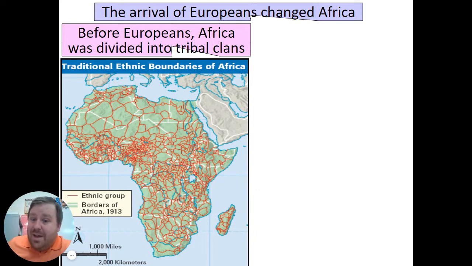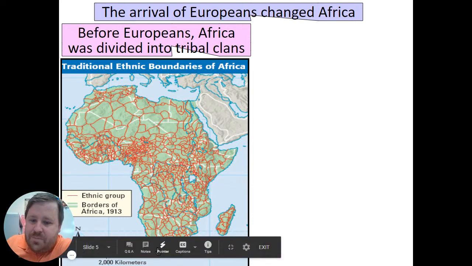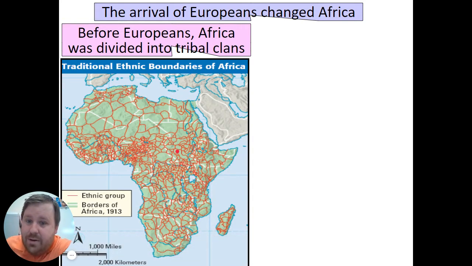So let's go back a little bit into the arrival of Europeans in Africa in the first place. Before Europeans, Africa was divided into tribal clans. You can see all the different traditional ethnic boundaries of Africa right there. There's tons of ethnic boundaries you see there. There's thousands of different ethnic groups in Africa before Europeans arrive.